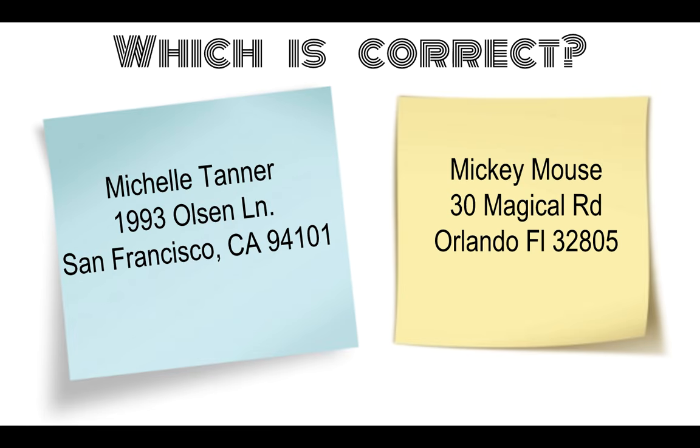Okay, so the blue one is correct. The yellow one is incorrect because the abbreviation for road is missing a period, and that alone makes it incorrect. But furthermore, there must be a comma between the city and the state. So there should be a comma between Orlando and Florida, and there's not. Also, state abbreviations have to have 2 capital letters, but this one doesn't have 2 capital letters. And that's the only correct way to do it. So the blue one is correct.